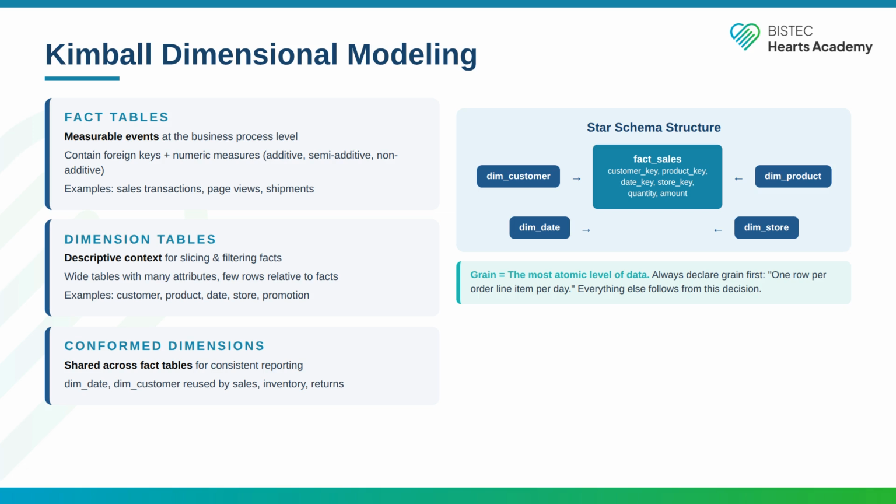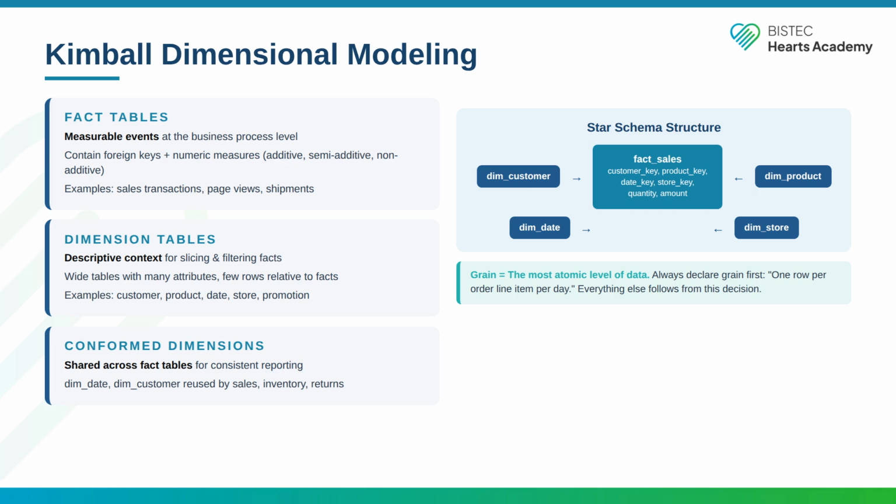Measures can be additive, meaning you can sum them across any dimension, like revenue. They can be semi-additive, like account balances, which you can sum across some dimensions but not time. Or they can be non-additive, like unit price, where averaging makes sense but summing does not. Dimension tables provide the descriptive context.